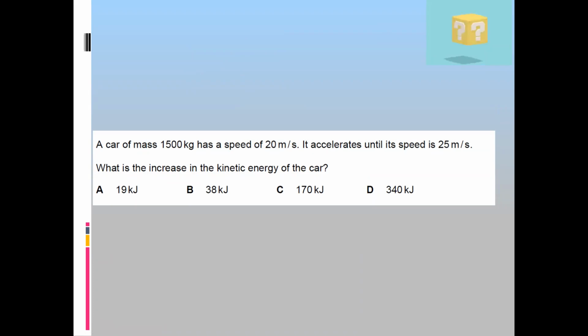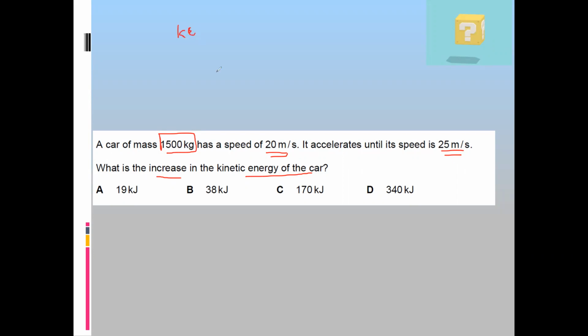In this question, we have to calculate the increase in kinetic energy. How much kinetic energy increase? So in the question, the mass of the car is 1500 and it was moving with a speed of 20 meter per second. Then it accelerates until the speed is 25 meter per second. So what is the increase in the kinetic energy or change in the kinetic energy? So there are two kinetic energies.